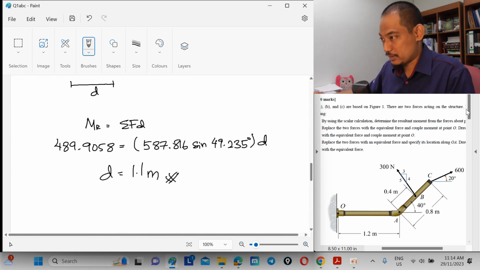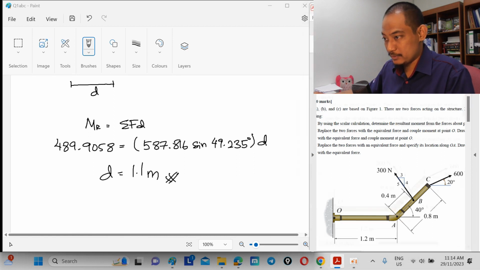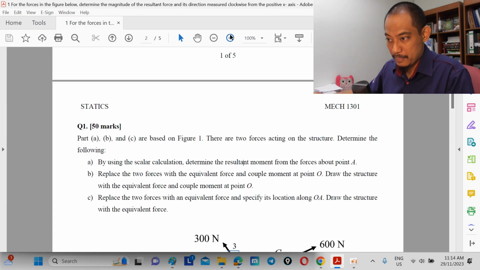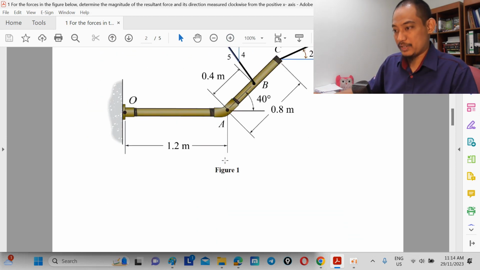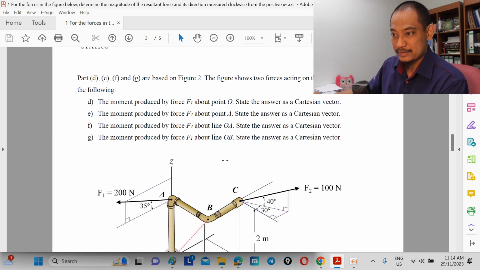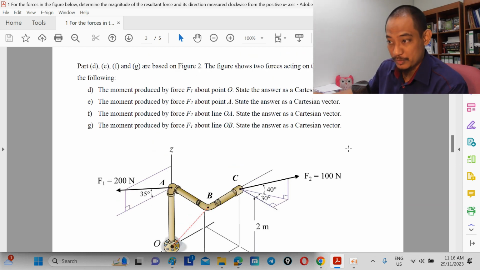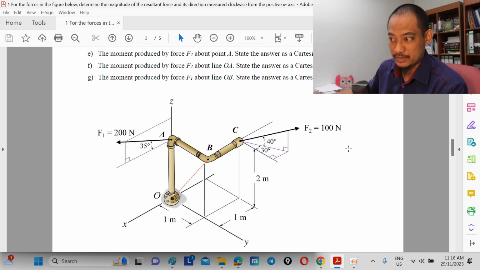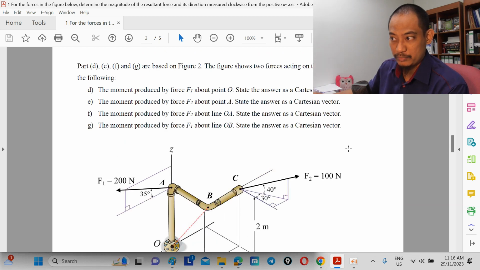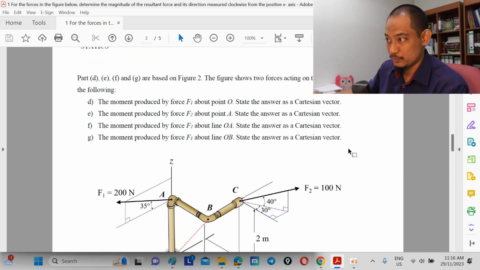That's what we have to calculate for this part, A, B, C. So moving on to the next part of the question, parts D, E, F, and G. Here we have to calculate 4 different moments: moment about a point, moment about a line, from the same diagram. This will all be using cross product. So let's go one by one.